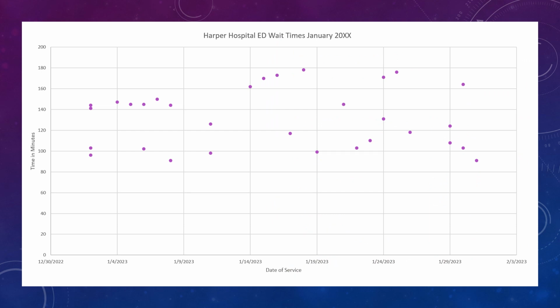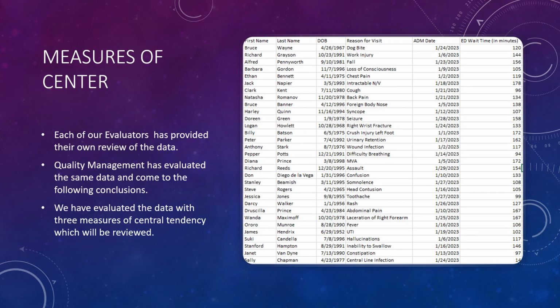On this slide, we see a brief visual description of the data we will be reviewing. This scatter plot shows the wait times for 30 patients in the month of January. Each patient selected for this graph arrived to the ED for treatment for a different diagnosis. Our discussion today will be beneficial in understanding the reason for the varied results and the importance of consistent and accurate measurement and reporting. Each of our evaluators provided their own review of the data.